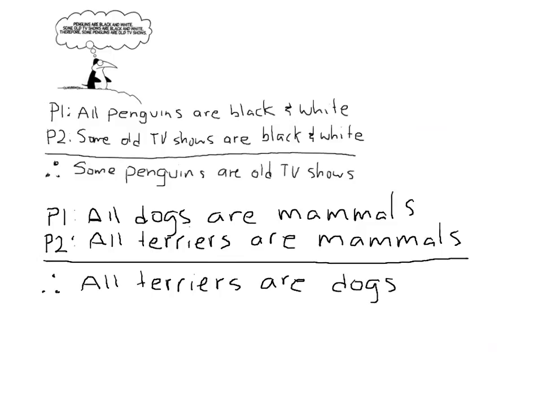So in these two cases, the fact that it's actually factually false that some penguins are old TV shows, and it's factually true that all terriers are dogs, is completely irrelevant to the issue of validity. The issue of validity is solely concerned about whether the conclusion is true because of the reasons given in the premises.